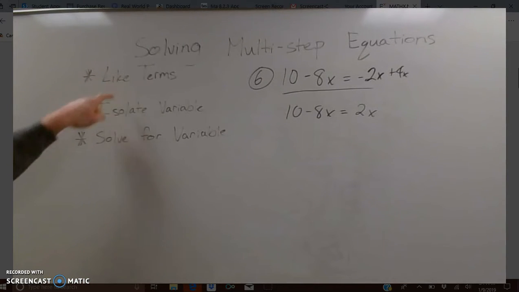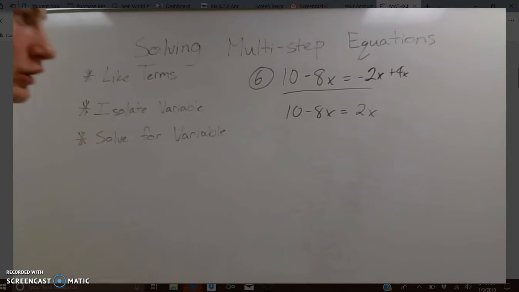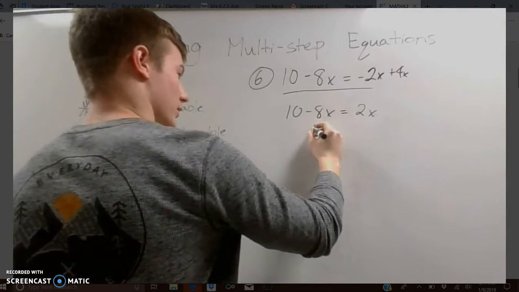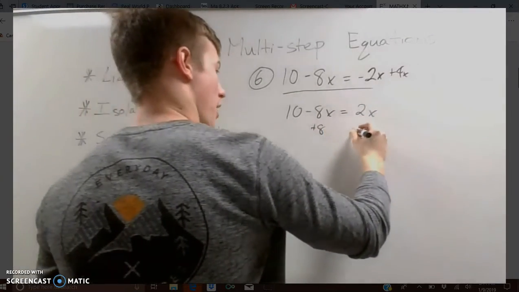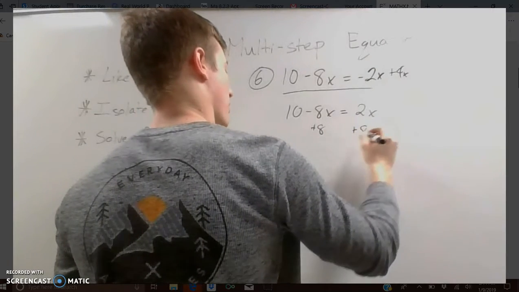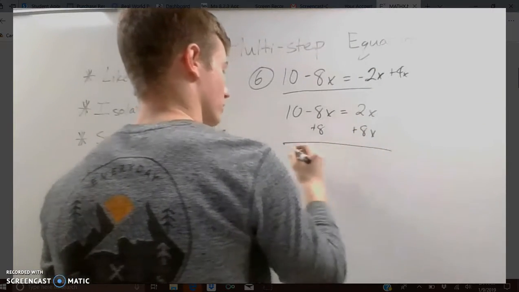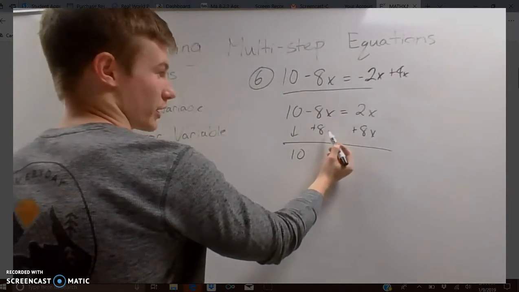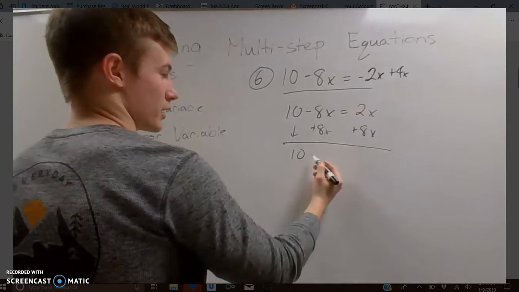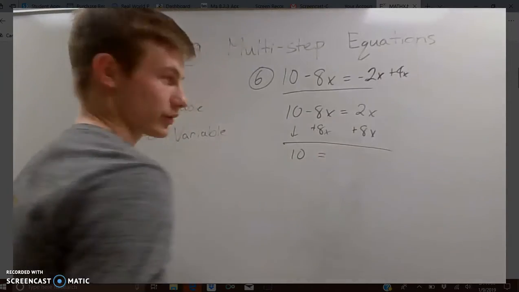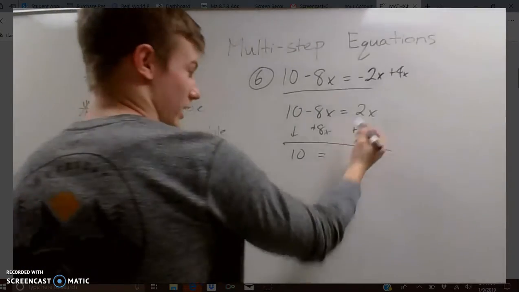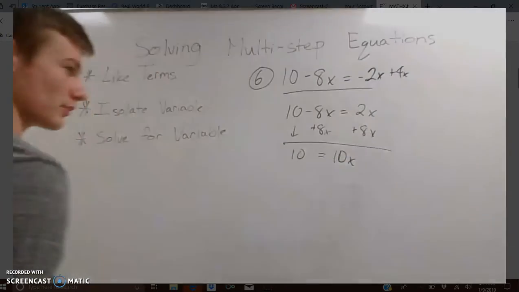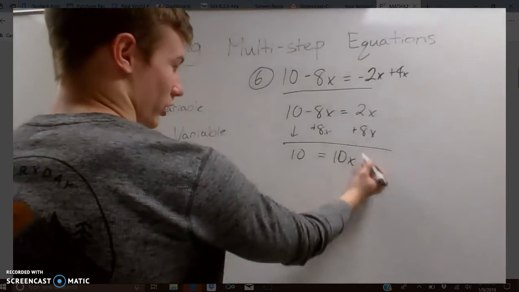We have to think about like terms and we're isolating our variable. So we're going to get our variable alone on the same side. What we're going to do for that is add our 8x over. So bring down our 10. We're left with 10. Negative 8x plus 8x is nothing. Equals 2x plus 8x, which equals 10x. So we isolate our variable. We got our variable alone on the same side.